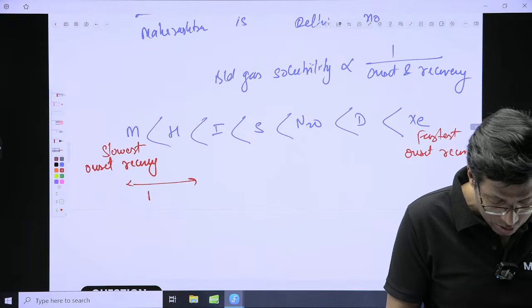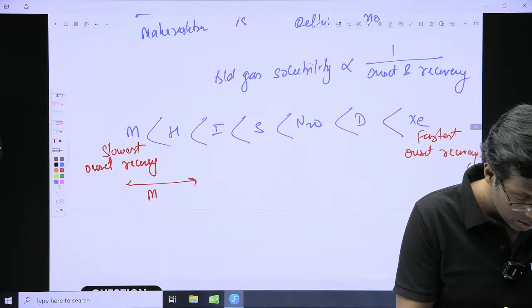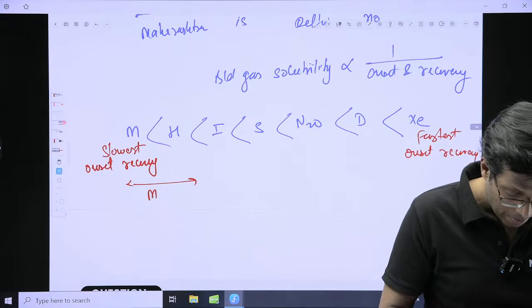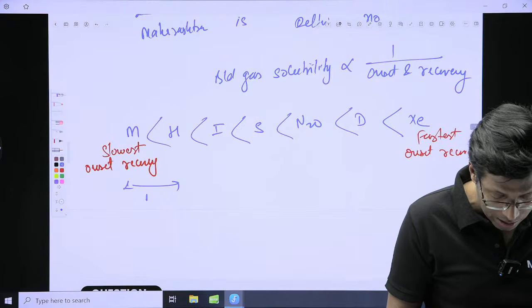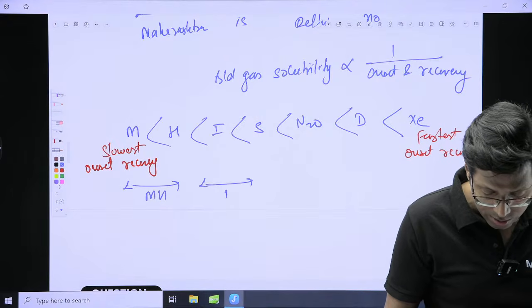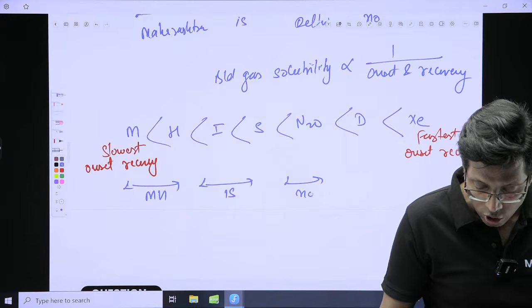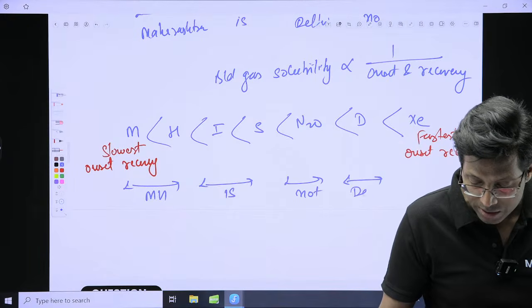MH is Maharashtra. Okay, we can remember MH as Maharashtra. This is Maharashtra, not Delhi. Expensive.